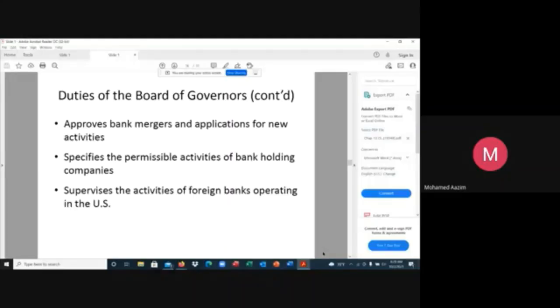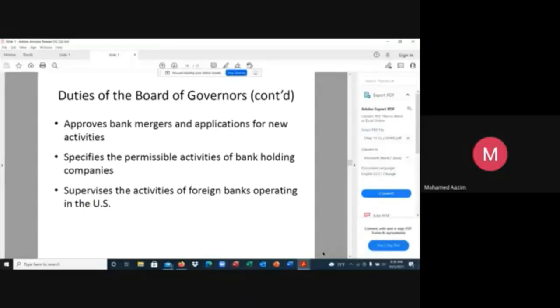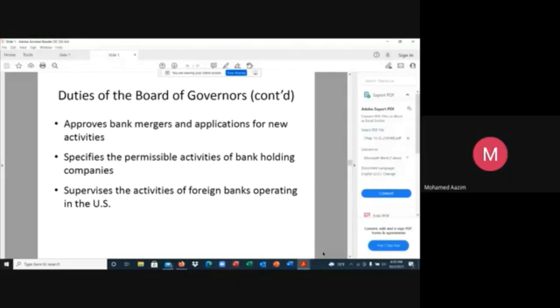And then all the boards all around the world, in terms of central banks, look after the operations of foreign banks operating in their jurisdiction. Foreign banks operating in the US, for instance, all the European banks, all the Asian banks, Chinese, Japanese, Middle Eastern banks operating in US territory. They look at and supervise the activities and set certain standards, requirements, and permissions to engage in certain types of activities.